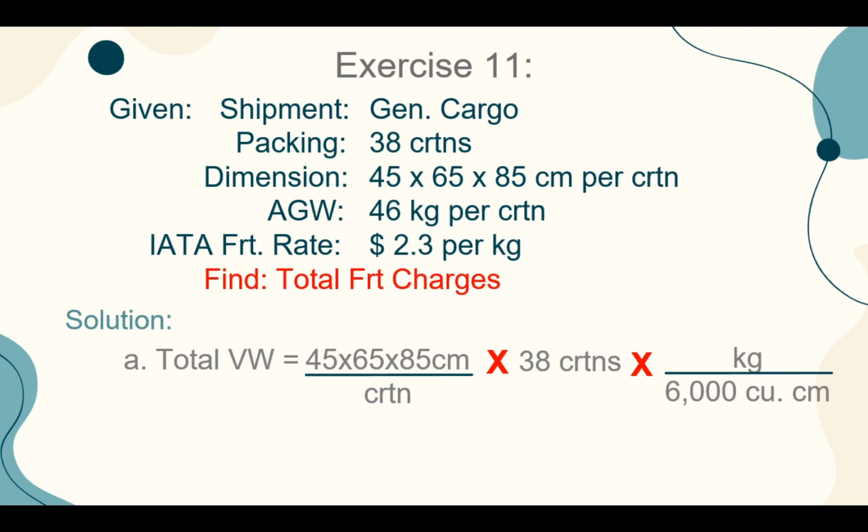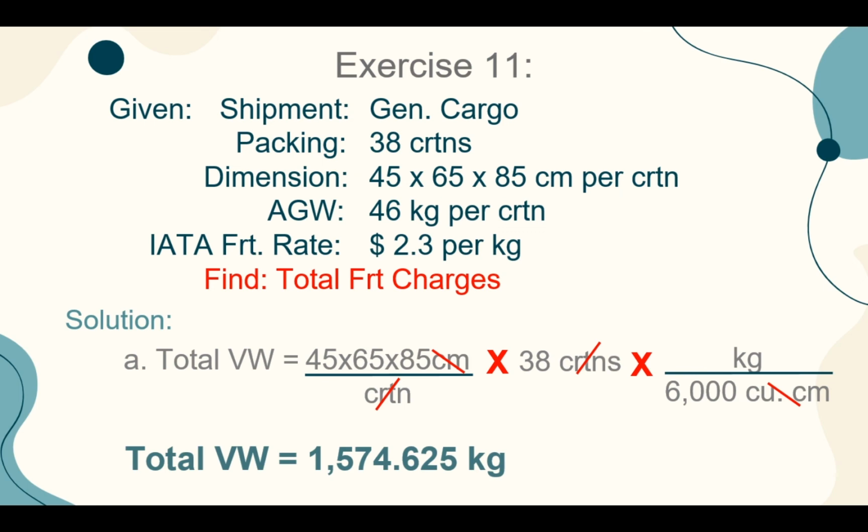So, ano ba yung given natin? Cubic centimeter. So, 45 times 65 times 85 centimeter per carton, and then multiplied natin by ilang cartons meron tayo? 38 cartons. And then, yung 6,000 cubic centimeter natin into kilogram. Alright? So, cancel out same units. And then, our total volumetric weight is 1,574.625 kilograms. So, ayan yung volumetric weight natin.